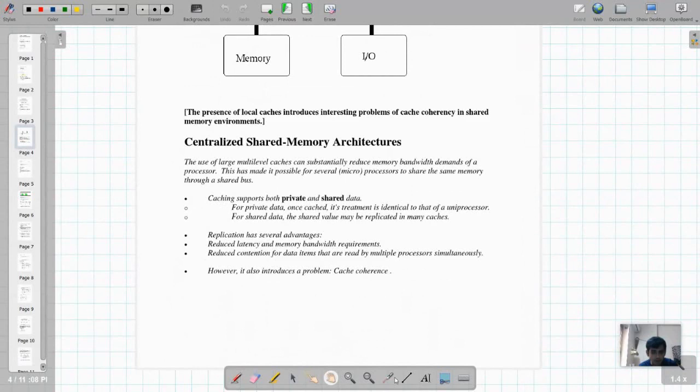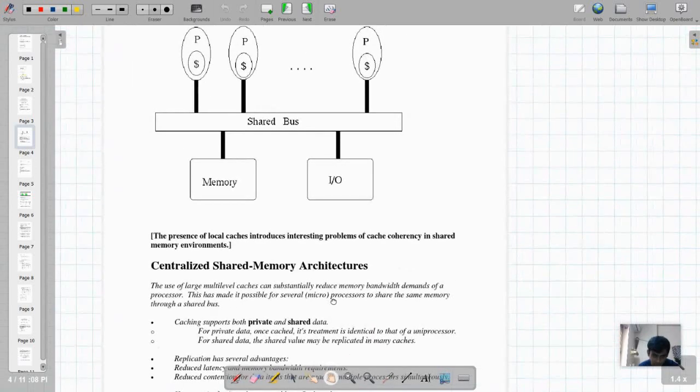So local caches actually substantially reduce that memory bandwidth demand of a processor, because now what will happen? Whatever computation this processor needs to do, the relevant data will be stored into this local cache. So no need to frequently access this global memory.